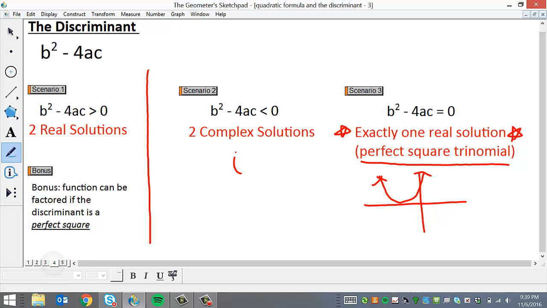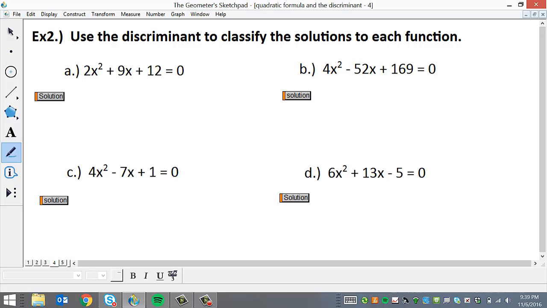Okay, so let's actually practice a little bit with using those discriminants. So here's example 2. Again, really good idea to write all this down.